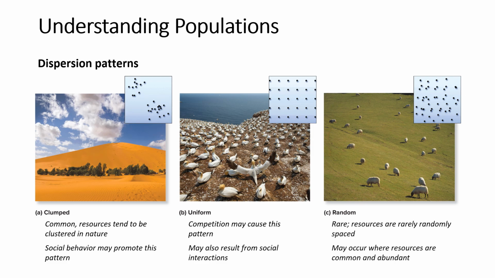Random is quite rare because resources are rarely random. But it can occur where there are abundant resources, such as you can see the sheep grazing on this field. There's plenty of grass. They're just kind of motoring about here and eating wherever they may please. So that results in random distribution.